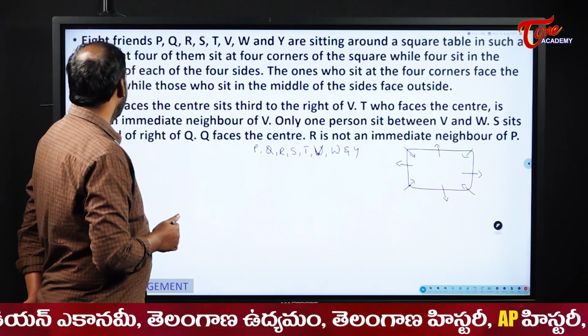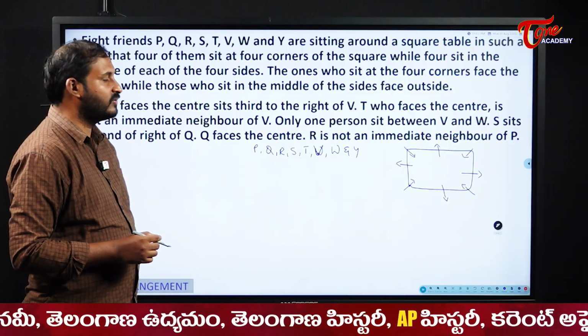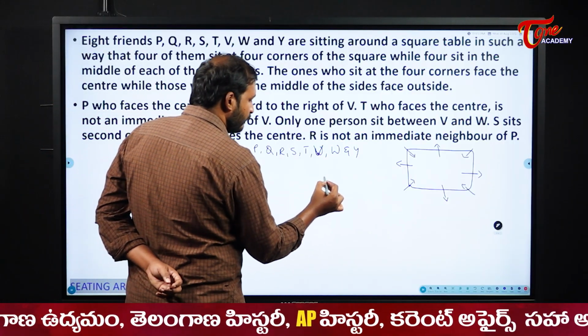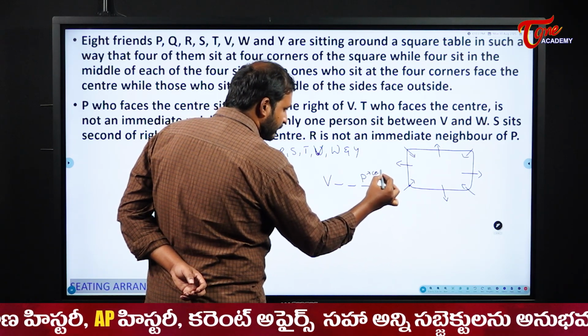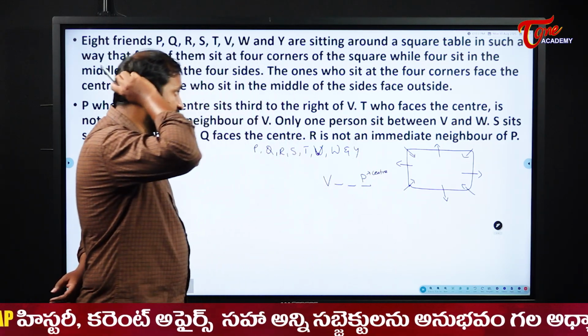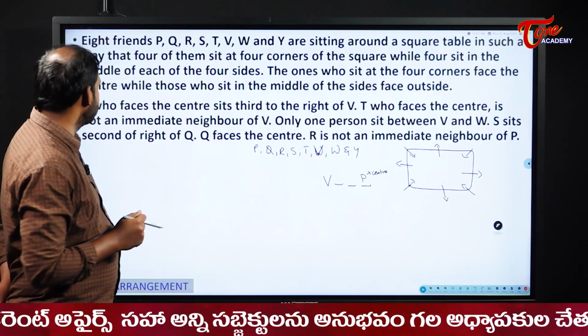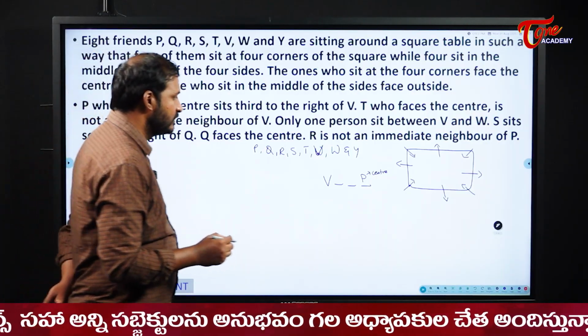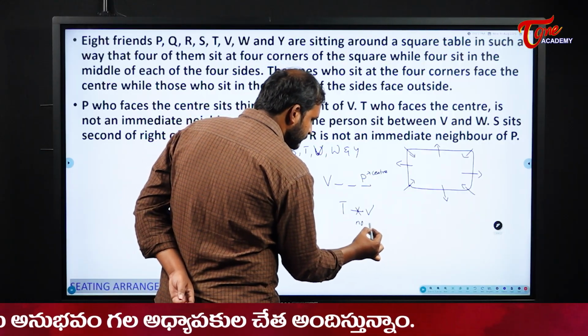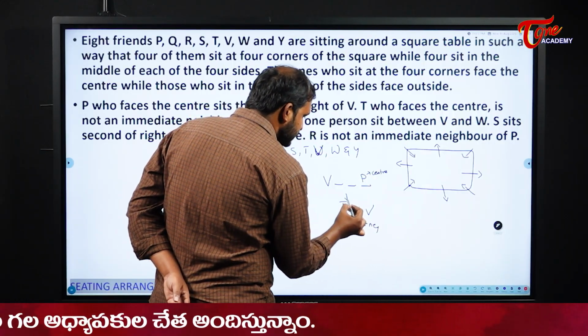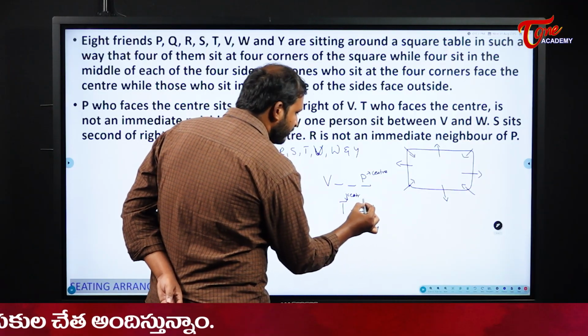P, who faces the center, sits third to right of V. V's third right is P, and he will face the center. T, who faces the center, is not an immediate neighbor of V. T and V are not neighbors, and T faces the center.